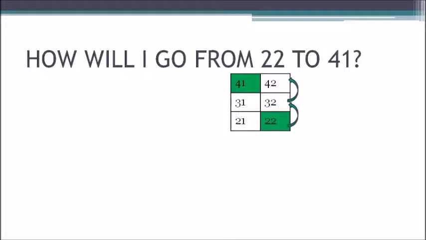42 number is very close to the 41. To reach the 41, what we have to do, we have to come back towards the left from 42. Okay, so first what we had done, we are in the position of 22, then we had just gone 2 steps towards the up.